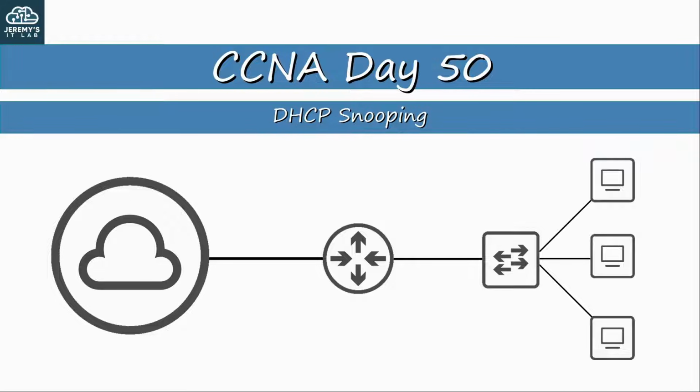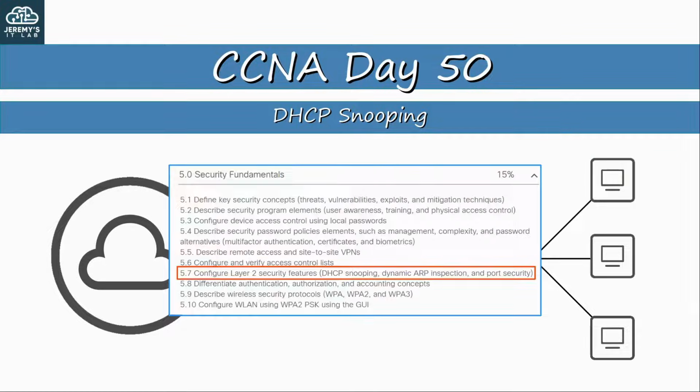Thanks for your help. In this video, we will talk about DHCP snooping. DHCP snooping is a security feature available on Cisco switches, which helps to protect against attacks which take advantage of DHCP. DHCP snooping is covered in Exam Topic 5.7, which says that you must be able to configure Layer 2 security features, including DHCP snooping, dynamic ARP inspection, and port security. We already covered port security, and dynamic ARP inspection will be the next video. But for this video, let's focus on DHCP snooping.